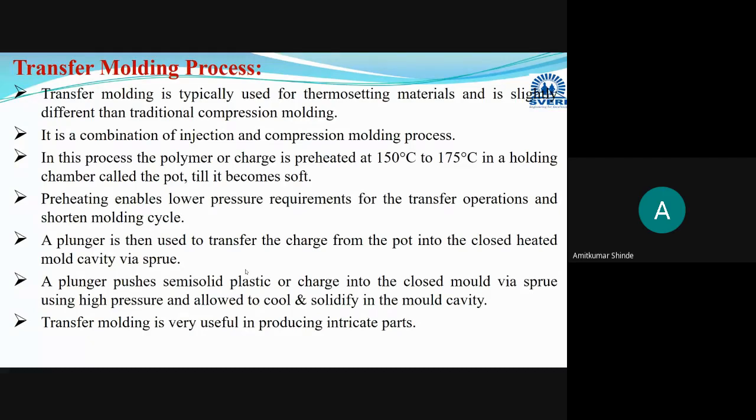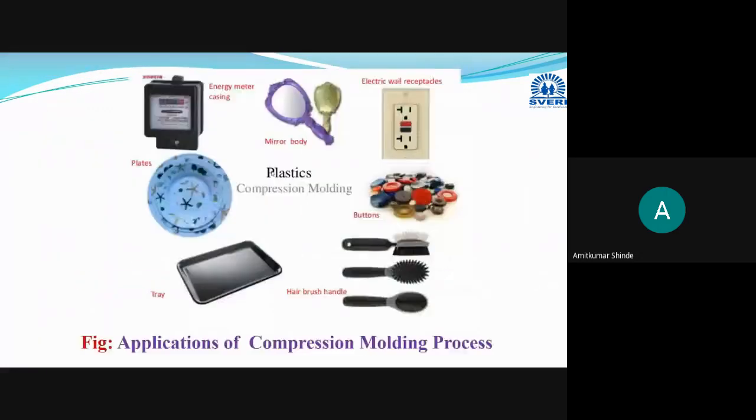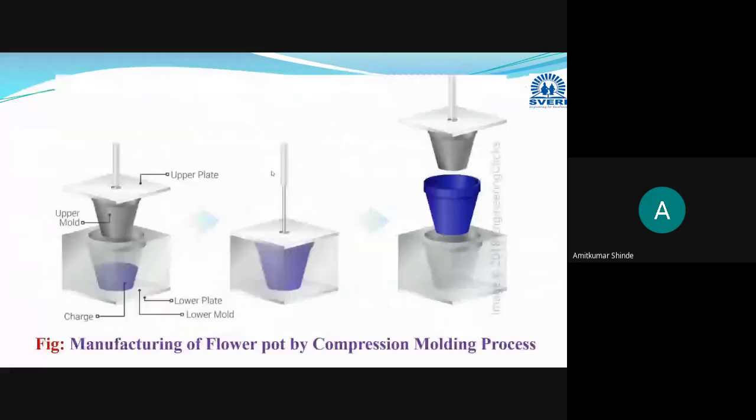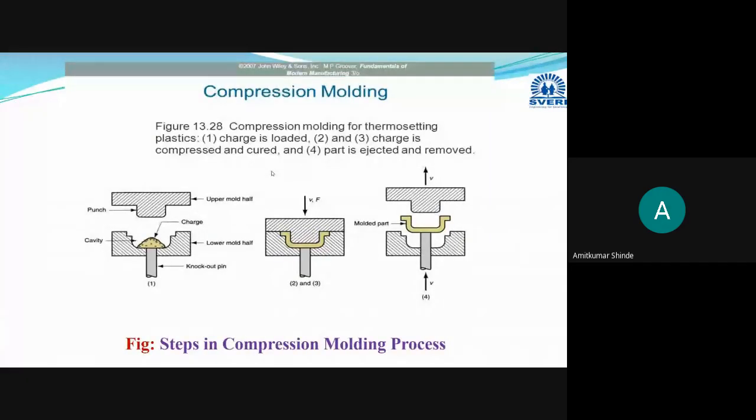Now, in the first slide, you can read it. The first point: transfer molding is used for thermosetting material, and it is a little bit different from compression molding. Compression molding I have already explained in the previous session. I will take a little review of the basic principle of this process. This is compression molding.